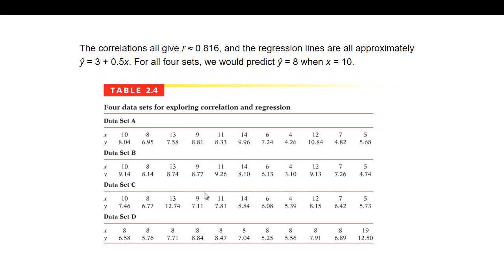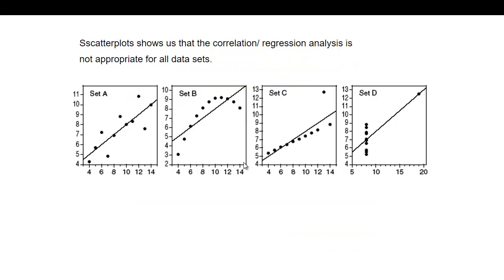So again, what we are saying is that the correlations and the regression lines are the same for all the data sets. Now let's look at the scatter plots. So here are the scatter plots for the data sets A, B, C, and D. Now in the first scatter plot, we see there is a moderate linear trend, so regression is okay.